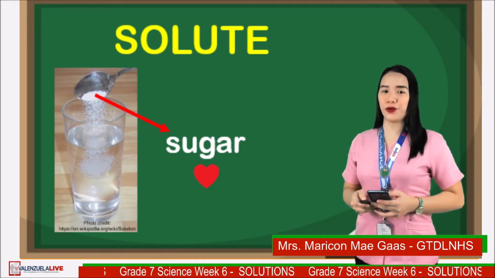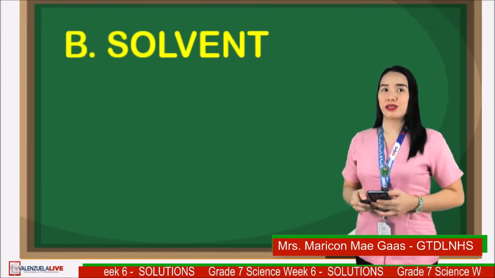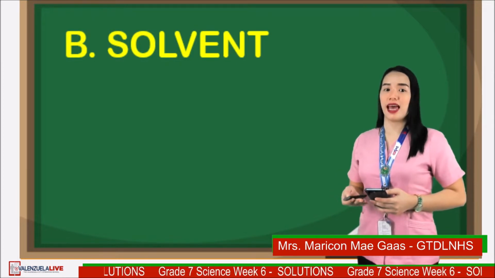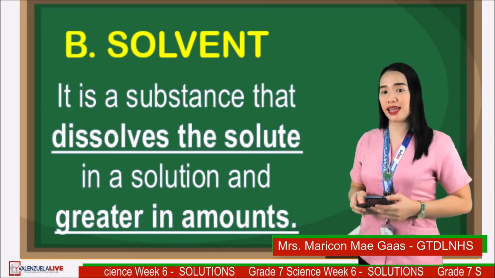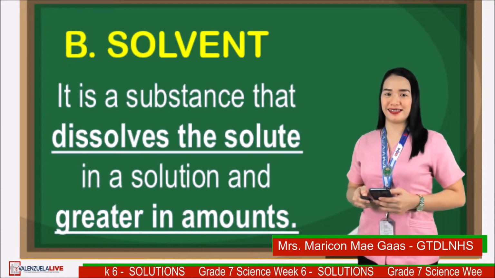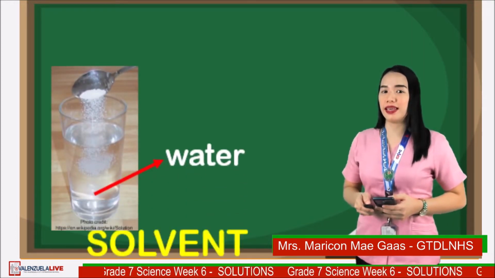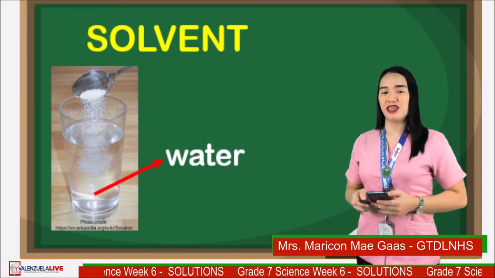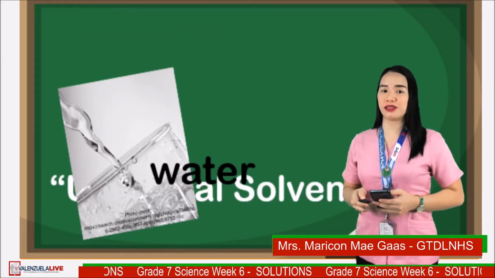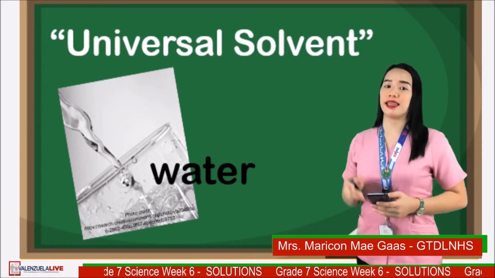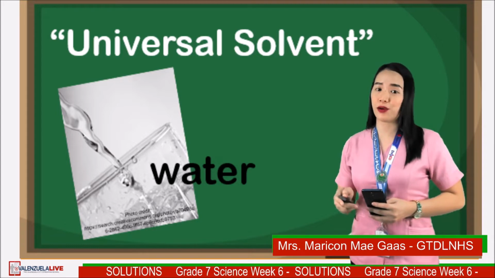The second component of a solution is what we call solvent. Solvent is a substance that dissolves the solute in a solution and is present in greater amounts. With the sugar solution mentioned a while ago, water is the solvent. Did you know that water is the universal solvent because it can dissolve more substances than any other liquid?